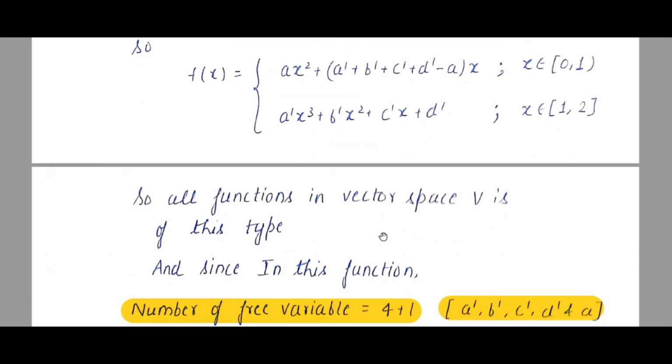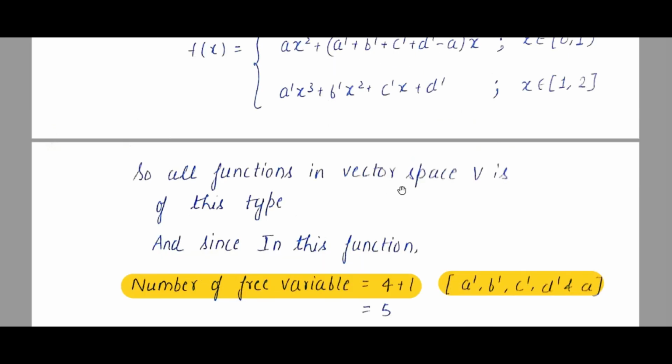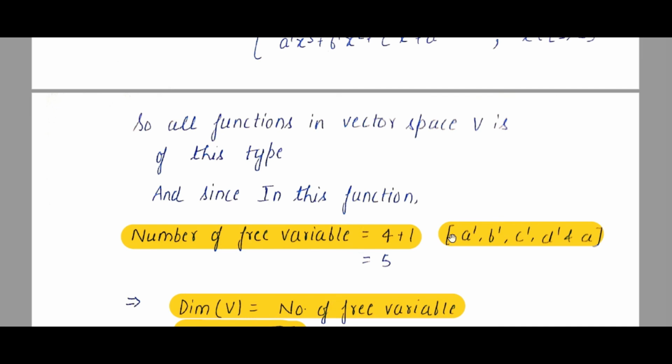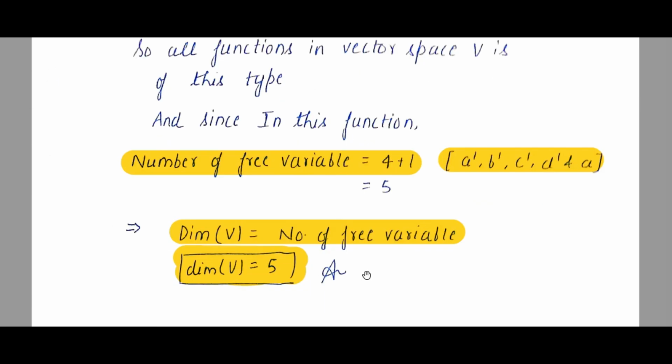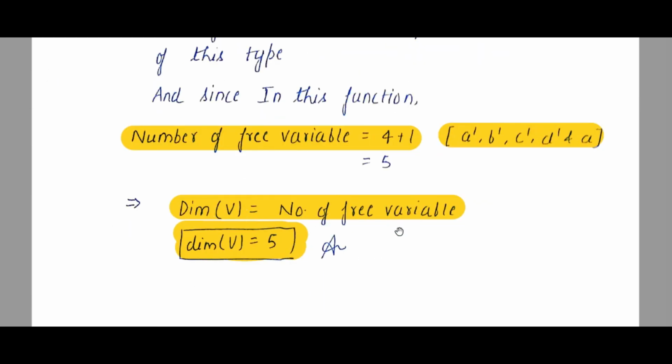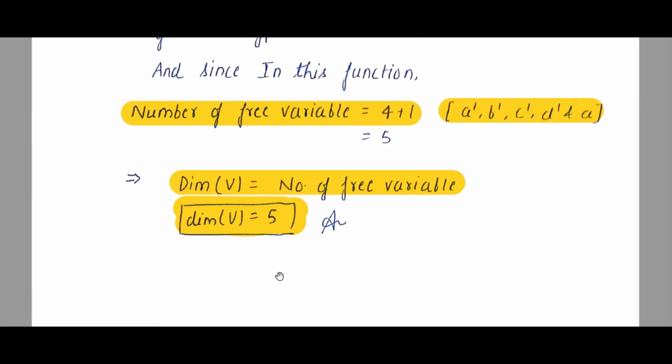Now we can see clearly that all functions in vector space V are of this type, and in this function the number of free variables is 5: a', b', c', d' and a. We already know the dimension of V equals the number of free variables, so the dimension of V is 5. So the answer of this NET question is 5.